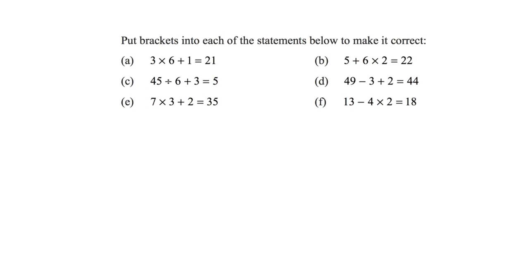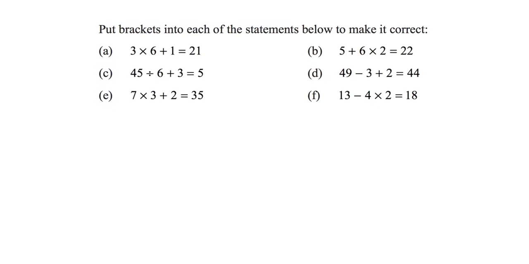Now, let's think carefully then about this next question. This is quite a challenge. We've got to put some brackets into these statements to make them correct. So if we just do this as per normal and follow the rules of BIDMAS or PEMDAS, well, 3 times 6 is 18 plus the 1. We're not going to get 21 there, are we? So how can we do this? Well, 3 times 7 is going to make 21. So in order to make sure we do the 7 first, we're going to have to put brackets around the 6 and the plus 1. That way we'll get the 7, and that has to be done first because of those brackets. So that is how we're going to do A.